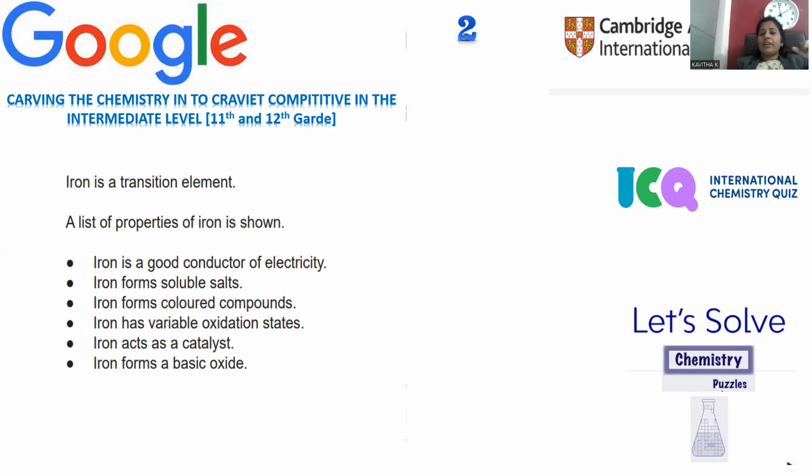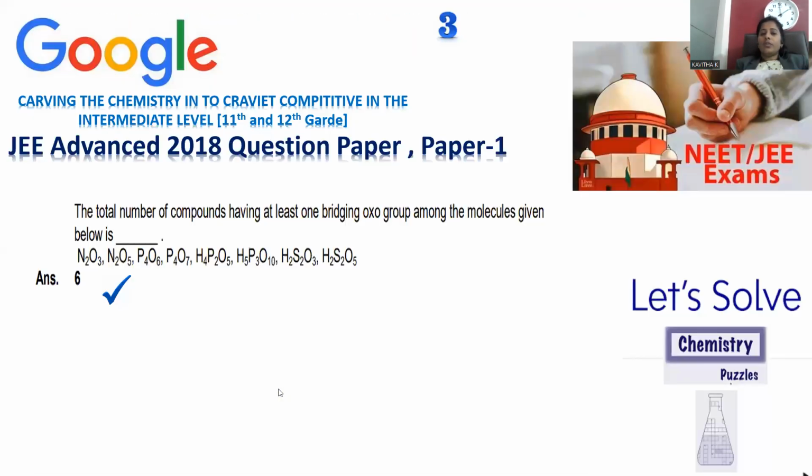If you go with carbon dioxide, silica, SiO2, silicon dioxide, all these are non-metal oxides, so we can say acidic in nature. This is the way the nature of the oxide depends upon whether the element is metal or non-metal. Metallic oxides are basic, non-metallic oxides are acidic in nature. This is the way all the properties got justified for iron, right? Move on to question number 3.